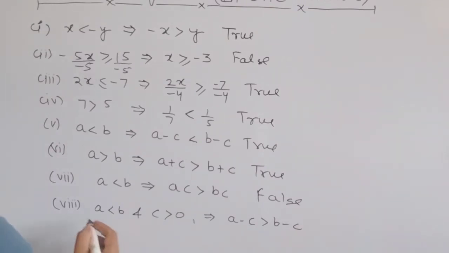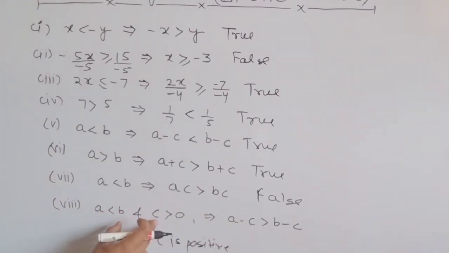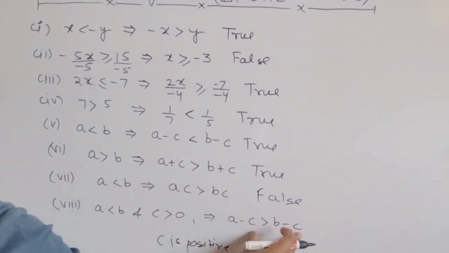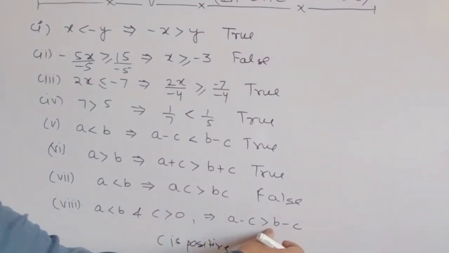Next statement is a less than b and c is any number which is greater than 0. If c is greater than 0, it means c is positive. Any number greater than 0 is positive. A less than b, so we can see that in this inequality c is subtracted from both sides, and c is a positive number, so if we subtract a positive number from both sides of an inequality, the sign of inequality will be the same. Here a is less than b, but the sign of inequality is changing, which is false.